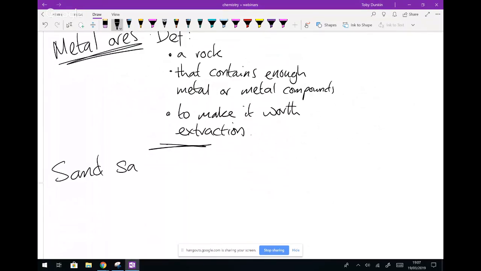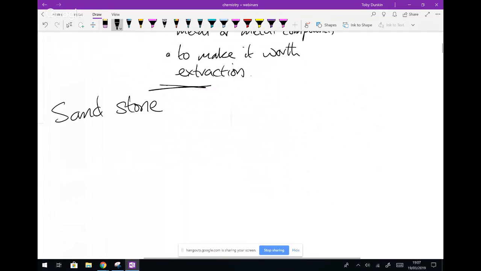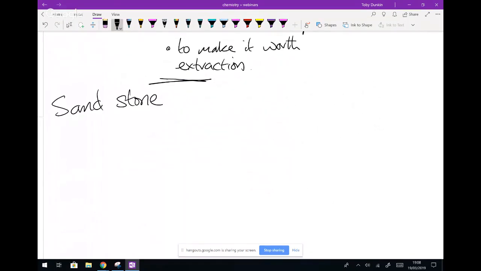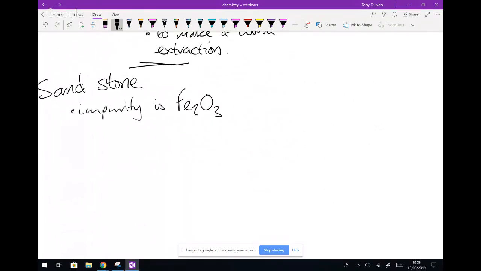Sandstone is orangey red in color. Now, sandstone is actually white if you get pure sandstone, but its impurity, notice the key word, its impurity, is iron oxide. Please note the formula, and I need to be really careful here because you get asked this a lot. This is iron(III) oxide. Iron(III) oxide is rust, and it's red, and this contaminates most rocks in reality.